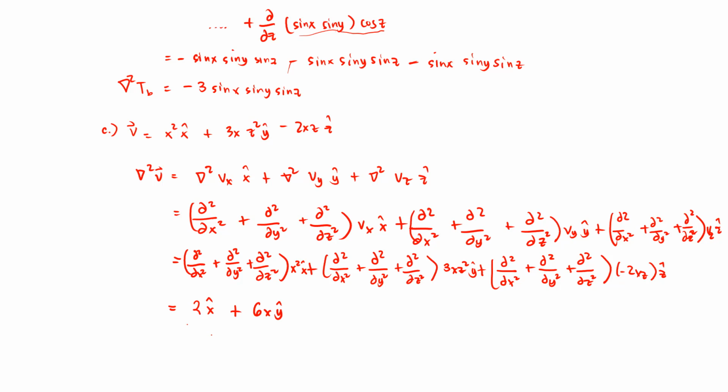Okay, now for the last one, we have a vector function v, which is equal to x squared x hat plus 3x z squared y hat minus 2x z hat. Now, the Laplacian of this vector function can be expressed as this. Okay, so take note that this notation here, del squared, can be written as this one.